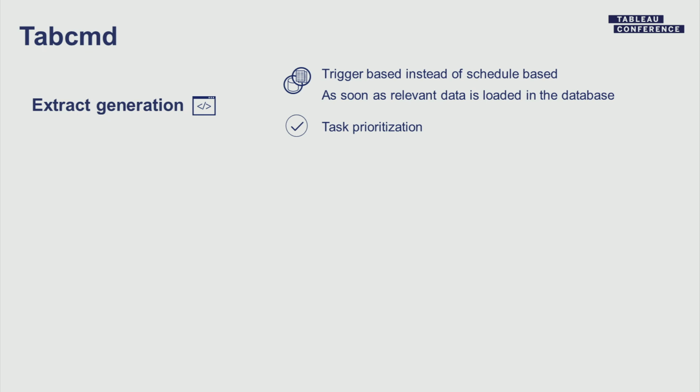So that's very important. And even if you can do task prioritization with schedule-based extracts on Tableau Server, you can also do the same with tabcmd. So if your server cannot run more than 6 extracts in parallel, for example, and you have 10 that are triggered at the same time, you need to be able to tell them which one is the most important.